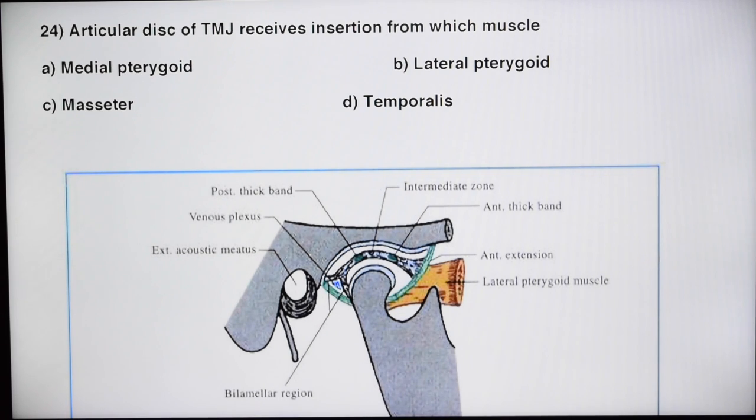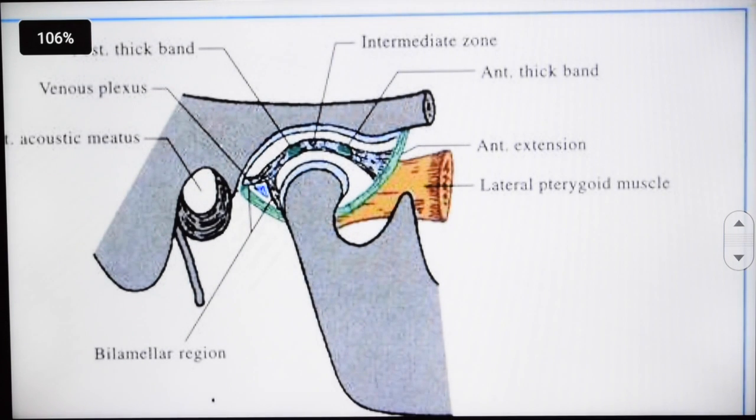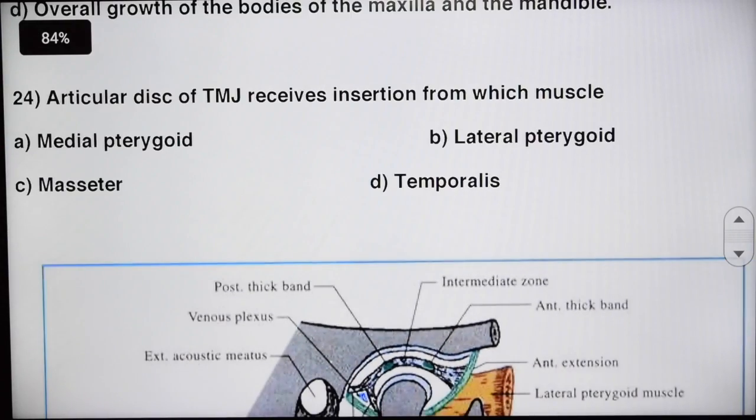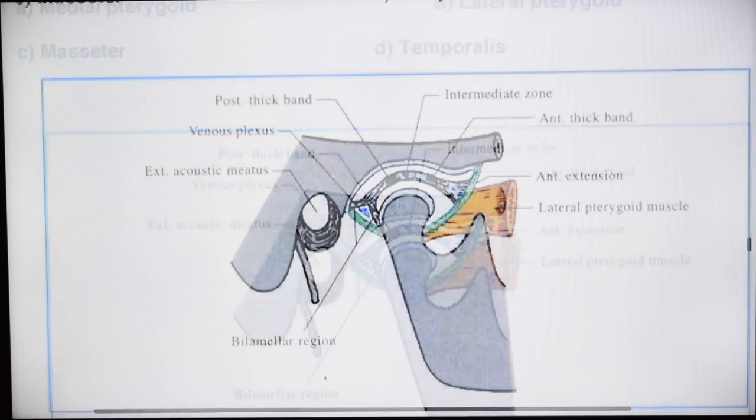And moving on to the next question, articular disc of TMJ receives insertion from which muscle? Medial pterygoid, lateral pterygoid, masseter and temporalis. As you can see in this image, articular disc of TMJ receives insertion from the upper head of the lateral pterygoid muscle, right? So articular disc of TMJ receives insertion from lateral pterygoid muscle. To be more specific, it's the upper head of lateral pterygoid muscle as is evident in this image, right?